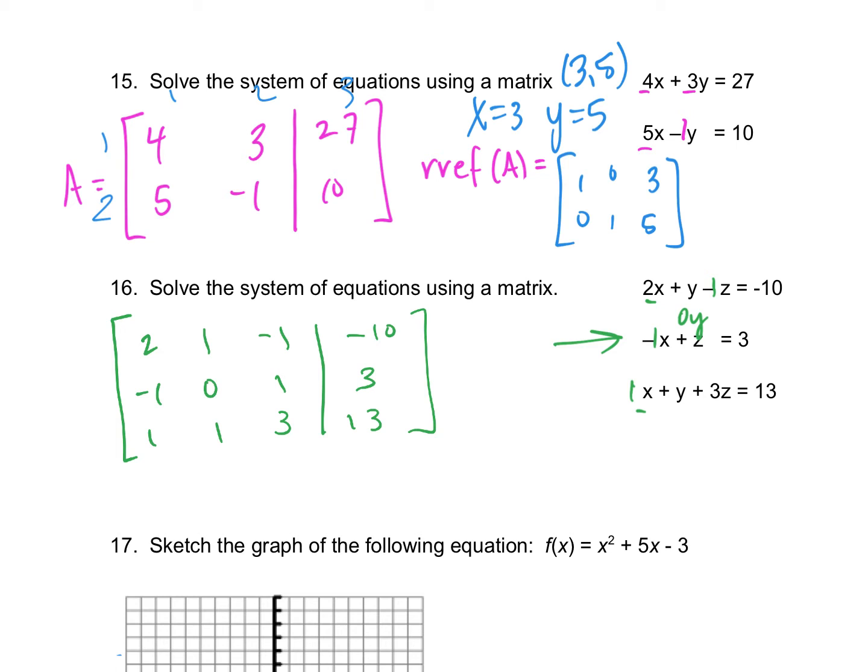Now, if we're looking at rows and columns, remember this is 1, 2, 3 rows, and rows comes first. So that's a 3 by, and our columns is 1, 2, 3, 4, so 4. So it's a 3 by 4 matrix. That's what I'm going to enter when I do this on Desmos.